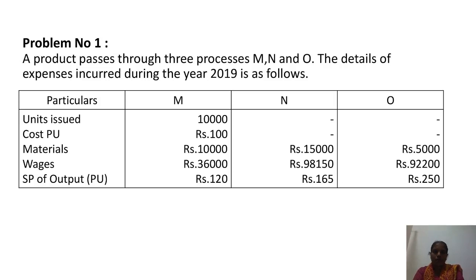In N and O, no units are being introduced, and cost per unit is rupees 100. The materials for M, N and O are respectively 10,000 rupees, 15,000 rupees and 5,000 rupees. The wages are 36,000, 98,150 and 92,200. The selling price of output per unit is, in case of M, 120, in case of N, 165, and in case of process O, 250.